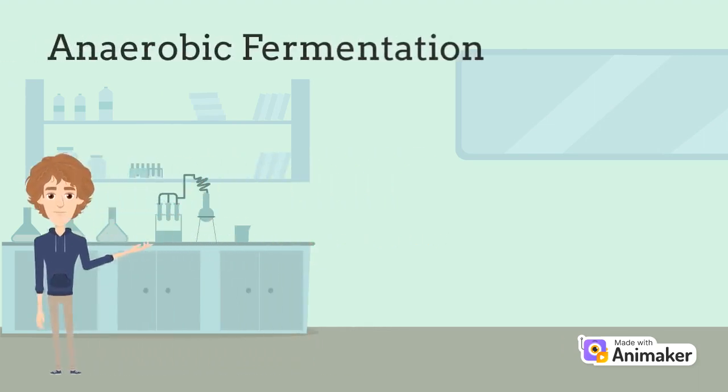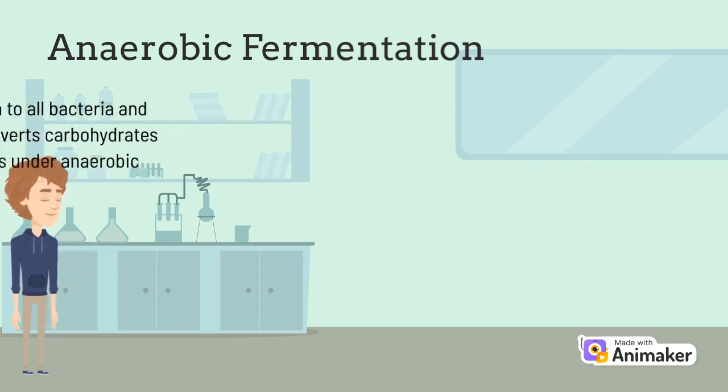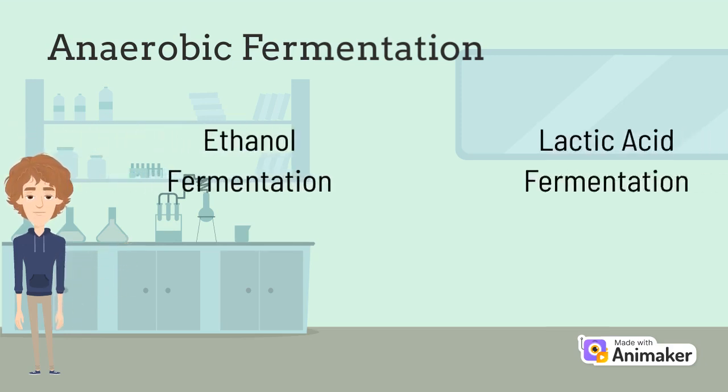Anaerobic fermentation. Anaerobic fermentation, which is common to all bacteria and eukaryotes, is a metabolic process that converts carbohydrates, sugar, to organic acids, gases or alcohols under anaerobic conditions. Anaerobic fermentation has a broad range of applications. Two common examples are ethanol fermentation and lactic acid fermentation.